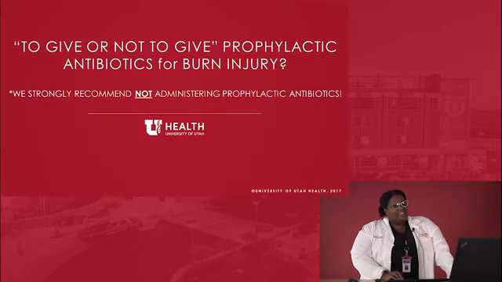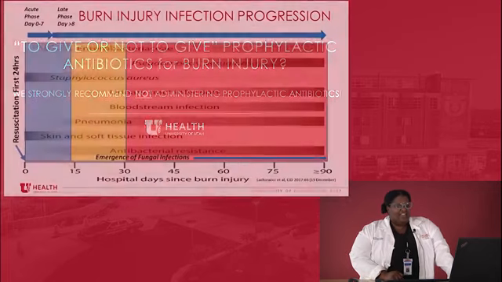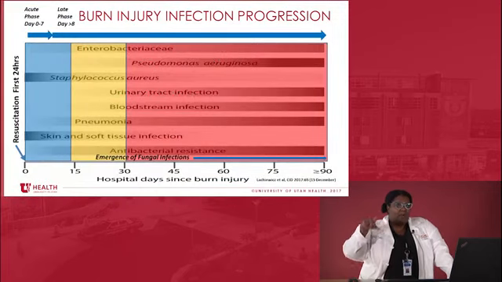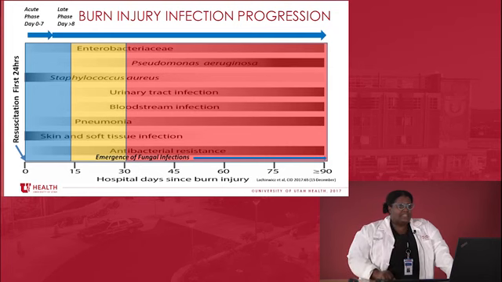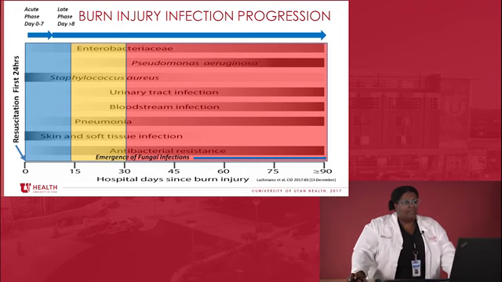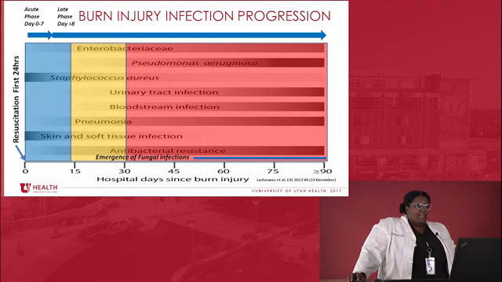So to this question, to give or not to give prophylactics for a burn injury, we strongly recommend not administering prophylactic antibiotics, okay? And here's why. We've talked about it around robin, so I'm just going to directly answer it now. In the acute phase, day 0 to 7 of the burn injury, which is the first week, you can already start to see staphylococcus infections and other skin infections. As you move past the first week, we start seeing all of these weird, unfun bugs and other infections.